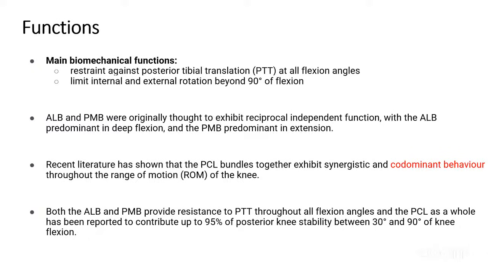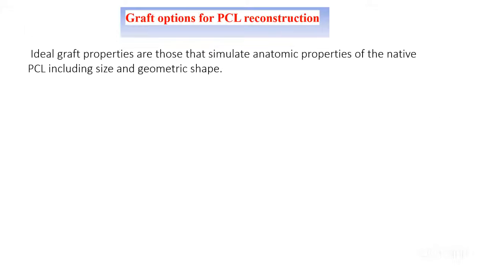That is, both the ALB and PMB provide resistance to posterior tibial translation throughout all the flexion angles, and the PCL as a whole has been reported to contribute up to 95% of the posterior knee stability between 30 and 90 degrees of knee flexion.